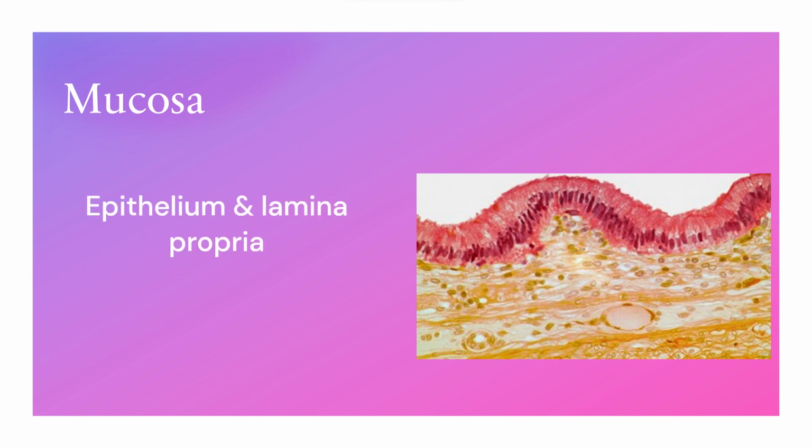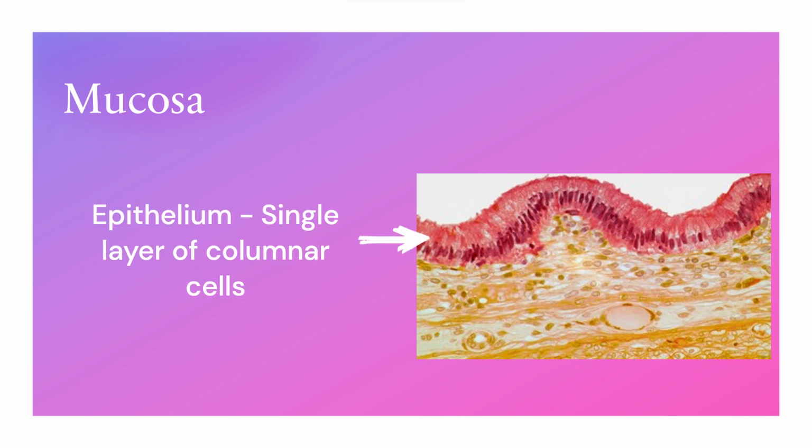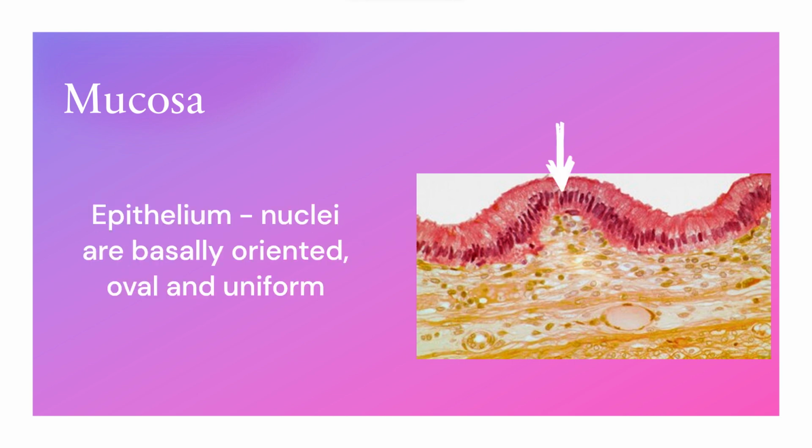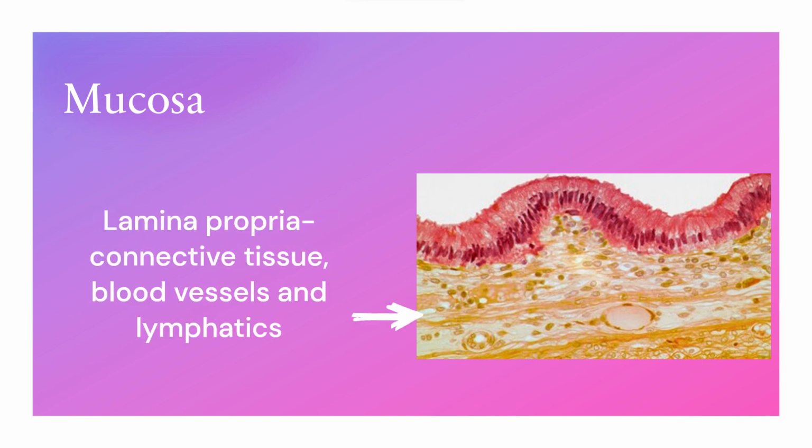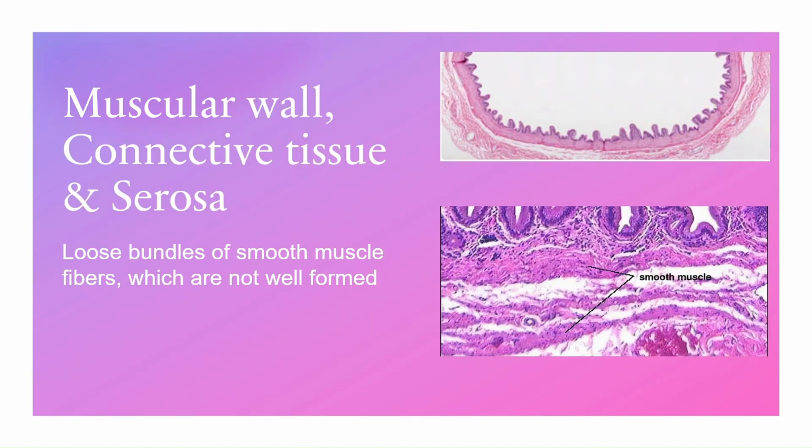Mucosa is made up of epithelium and lamina propria. Epithelium is a single layer of columnar cells. Epithelial cell nuclei are basally oriented, oval and uniform. Lamina propria is composed of loose connective tissue, blood vessels, lymphatics, and lymphocytes, plasma cells, mast cells and histiocytes can be observed. Next is the muscular wall, connective tissue and serosa.